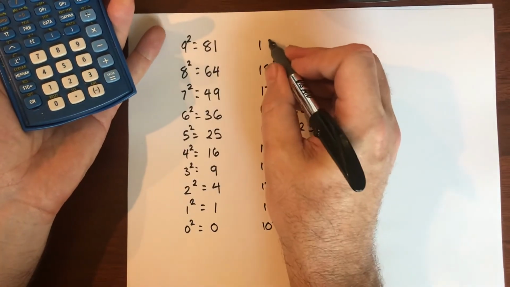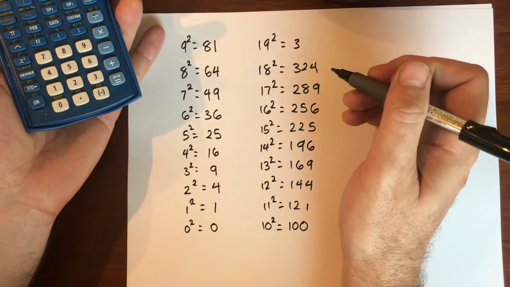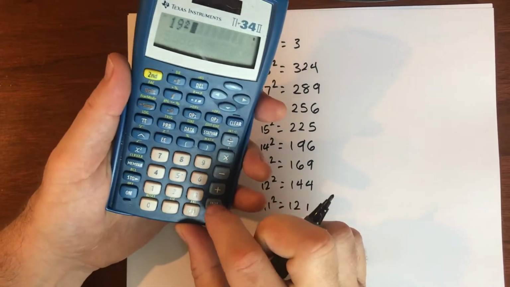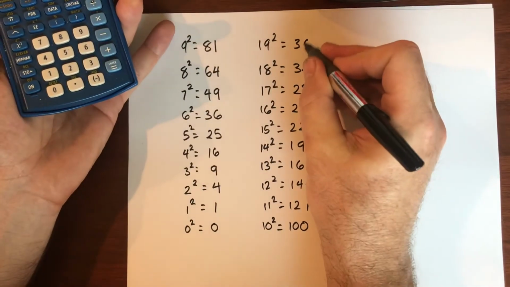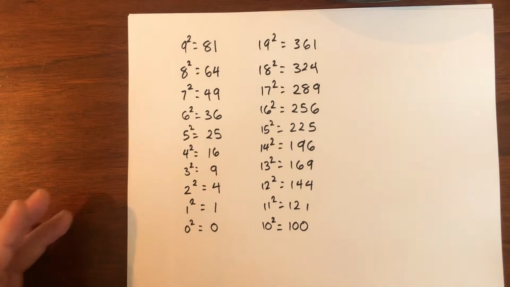And then 19 squared can be 371, I think. I'm blanking, I haven't done this in a while. 361, there we go. Okay. So, now you don't have to memorize these. You can always use a chart. You can always refer back to these.